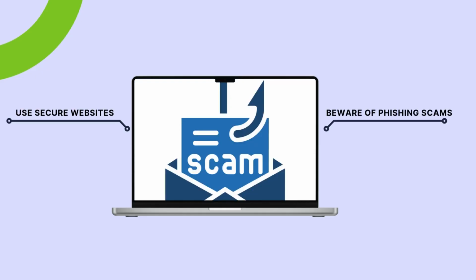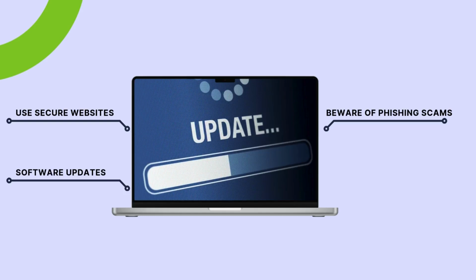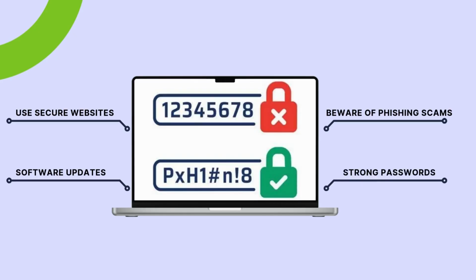Beware of phishing scams. Be cautious of unsolicited emails or messages asking for personal information or urging immediate action. Verify the sender's identity before responding or clicking on any links. Keep software updated. Regularly update your browser and operating system to ensure you have the latest security features. Use strong passwords. Create complex passwords and consider using a reputable password manager to keep track of them. By following these practices, you can safeguard your data and maintain the integrity of your professional information.